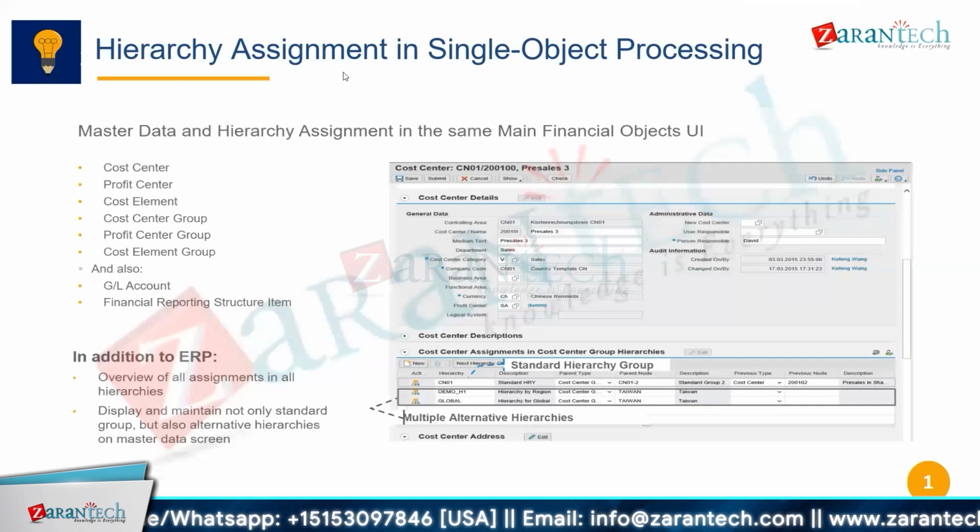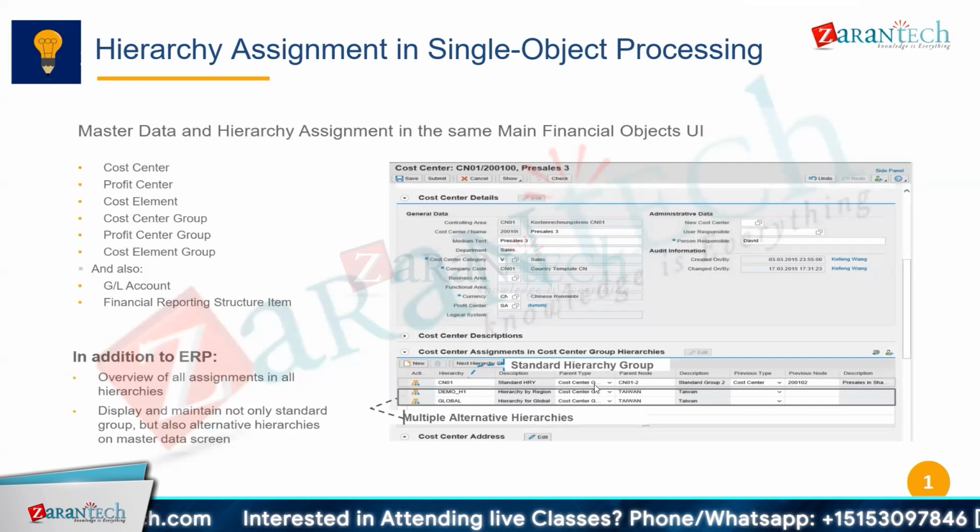And also we will have hierarchy assignment in single object processing. We were discussing hierarchy assignment. We can create a finance object with hierarchy or without hierarchy. And there are hierarchies and hierarchy groups. If you see here in this diagram, you will have multiple hierarchies, right? Standard hierarchy. Under standard hierarchy, we will have groups.